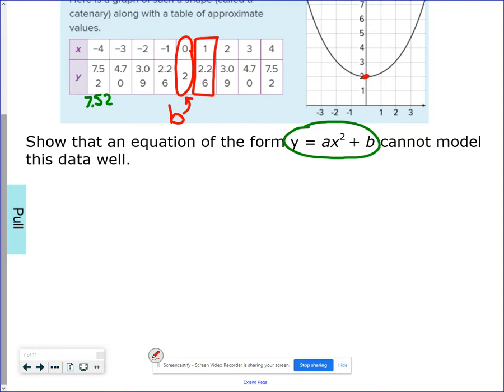So they're saying that the y is going to be 2.26. So I'm really using this ordered pair. If the x is 1, the y is 2.26, which is right here on my graph. I know that the b is going to be 2. So if I take this equation, y equals ax squared plus b, let's put in the stuff that I know. I know that the x is 1. I know that the b is 2.